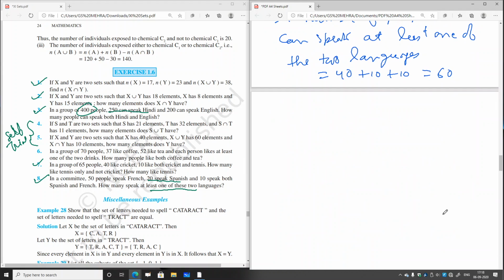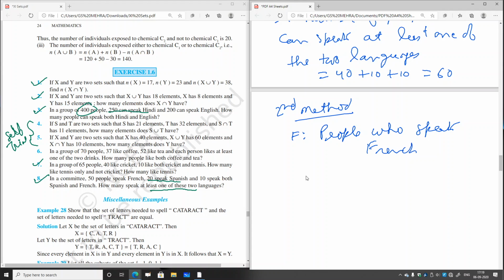Now we'll do the same by the method of the formula. So the second method is very simple. For that, there is no need for a Venn diagram. What is given to us in a committee: 50 people speak French. So in the same way, suppose F is the set representing people who speak French, and let S be the set of people who speak Spanish.